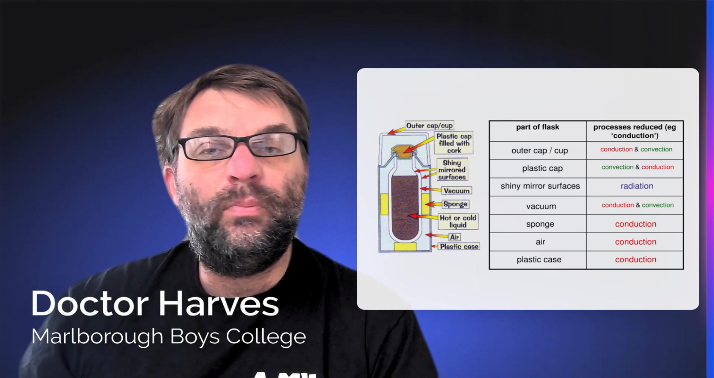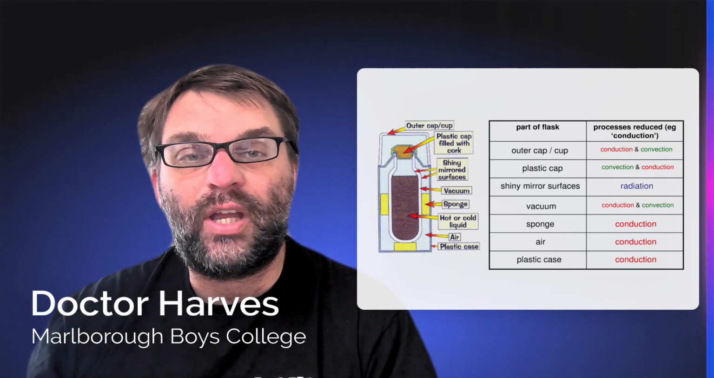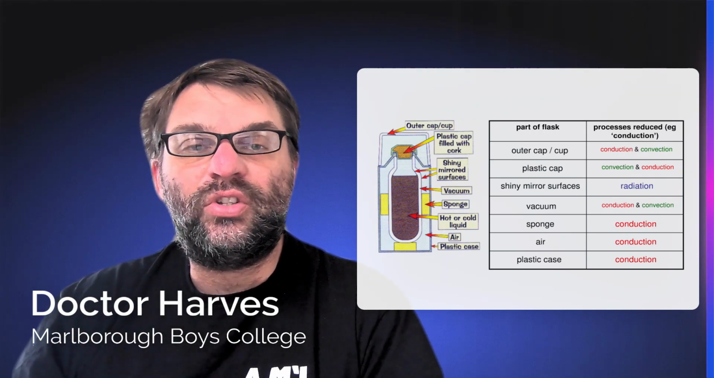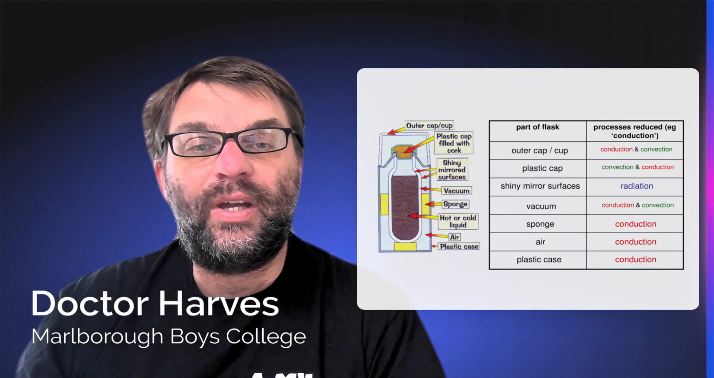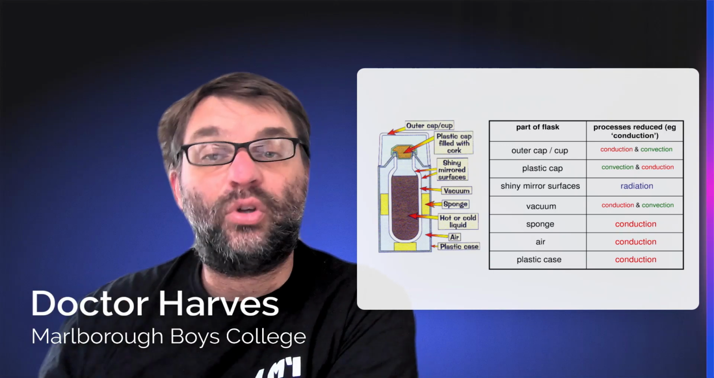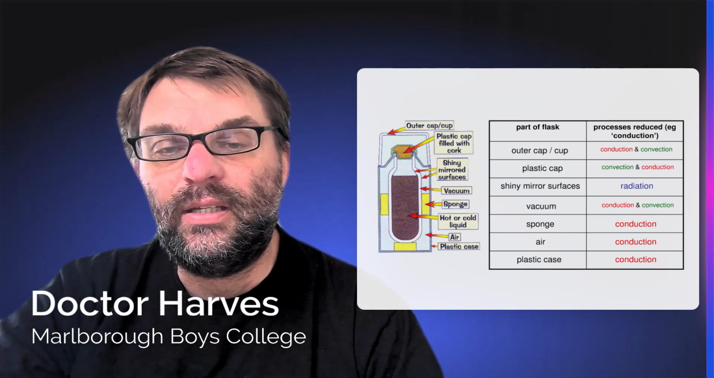And the vacuum, because there's no particles in the vacuum, means conduction and convection heat transfer doesn't occur at all. Sponge reduces conduction. The air, because it's an insulator, reduces heat transfer by conduction. And the plastic case, again, because plastic is also a very poor conductor, reduces heat transfer by conduction.